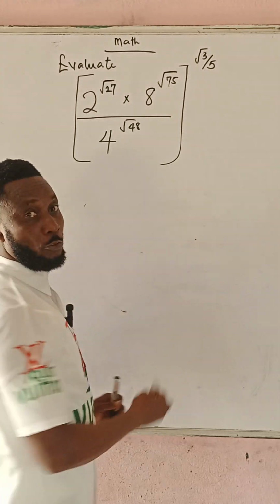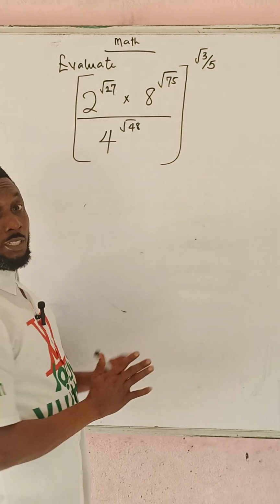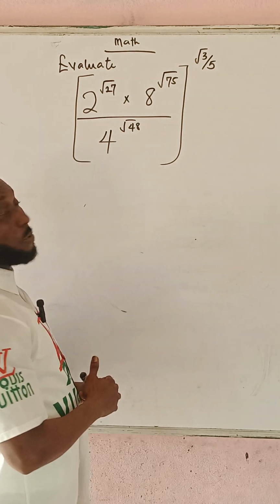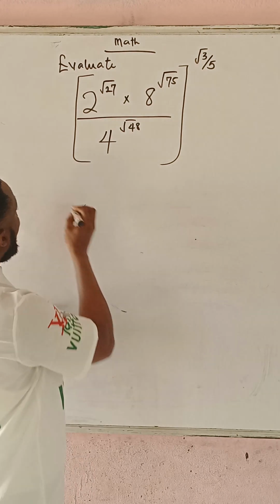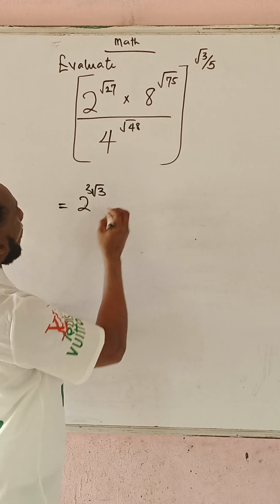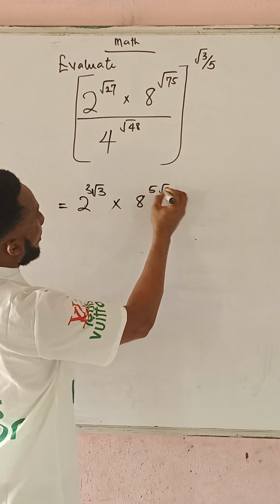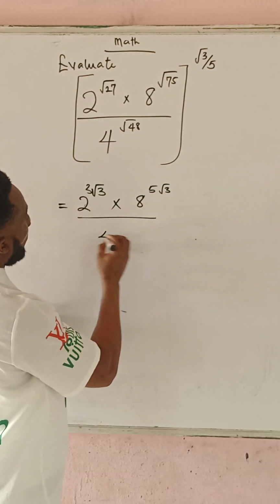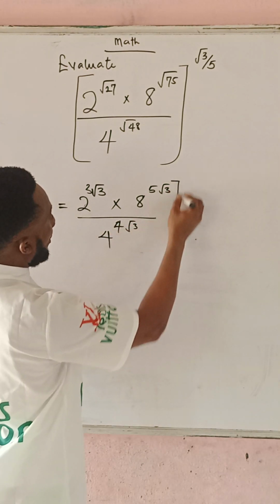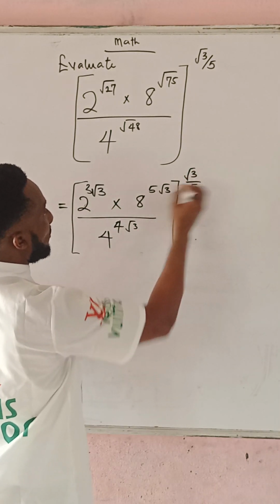Now, I am doing this for those who are coming up in mathematics. Otherwise, for someone who's already strong, you can bring this out, you know what the components will be in the lowest form. So it's going to be 2 raised to the power of 3 root 3, multiplied by 8 raised to the power of 5 root 3, all divided by 4 raised to the power of 4 root 3, everything in brackets raised to the power of root 3 on 5.